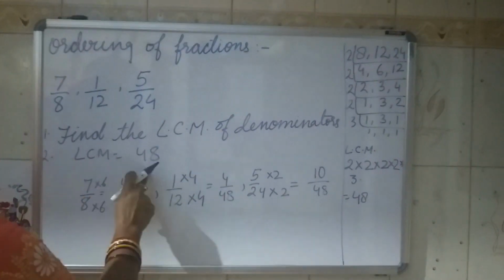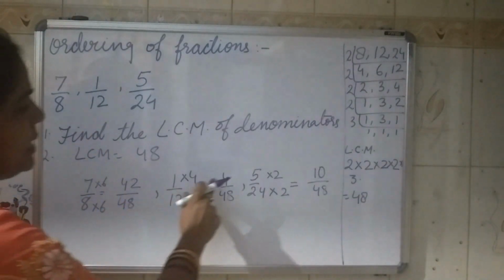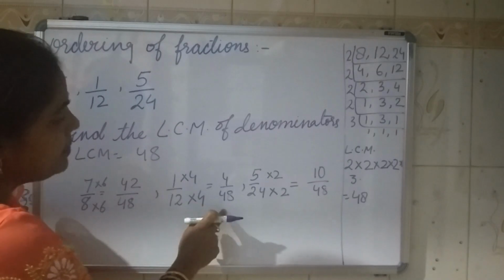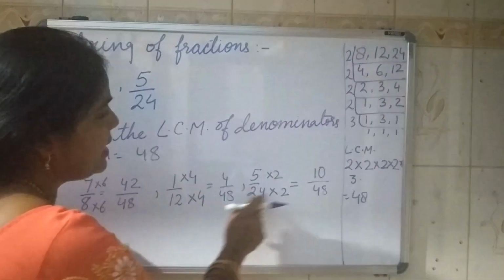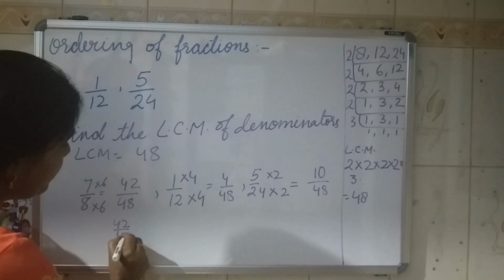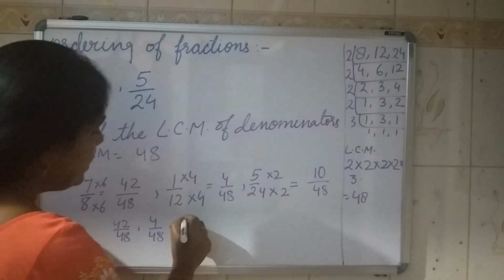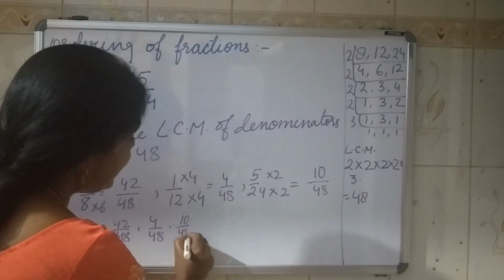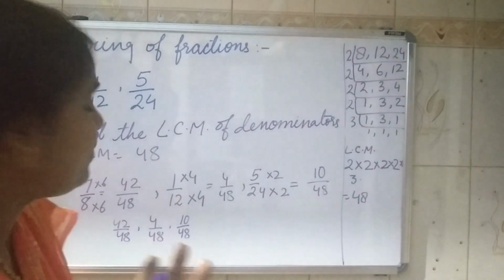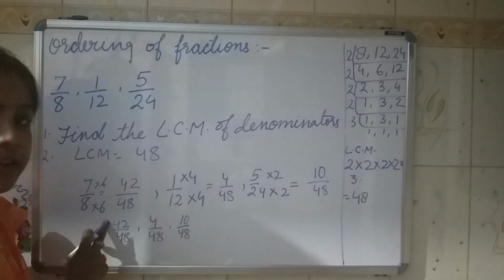Okay. So these are the numbers. The first one is 7 by 8, which I converted into 42 upon 48. The second one is 1 upon 12, which I also converted into 4 by 48. So if you see these numbers, 42 upon 48, 4 upon 48 and 10 upon 48, all denominators are the same. And if denominators are the same, the greater numerator means the greater fraction.